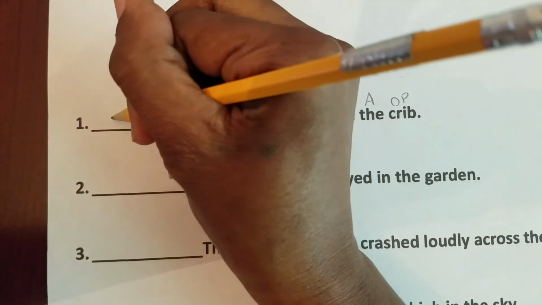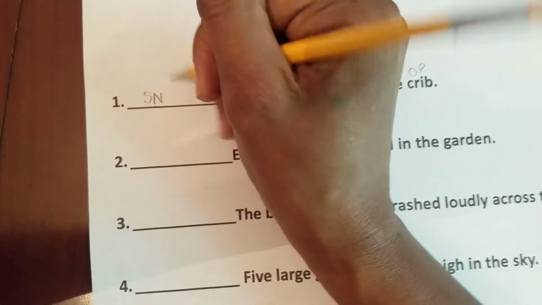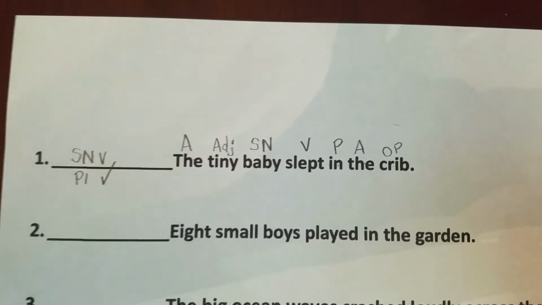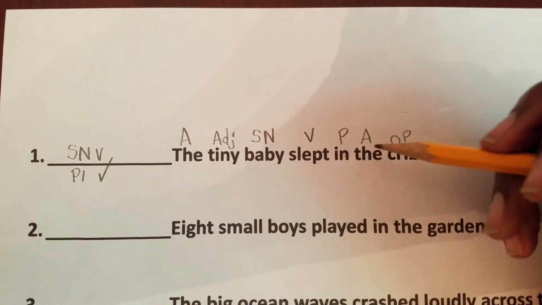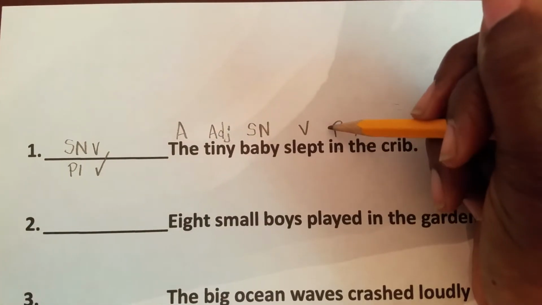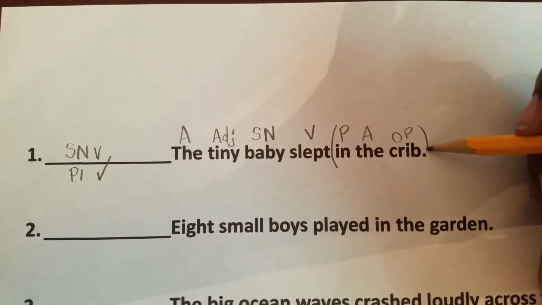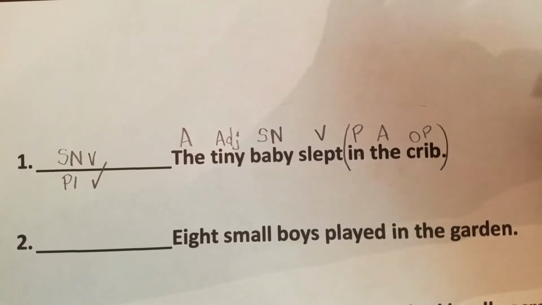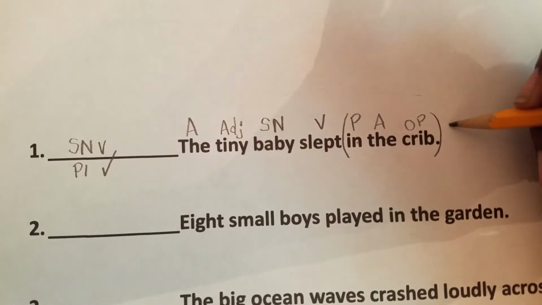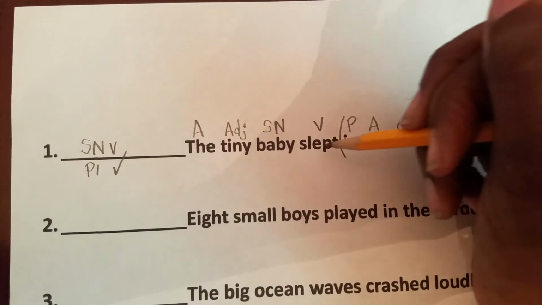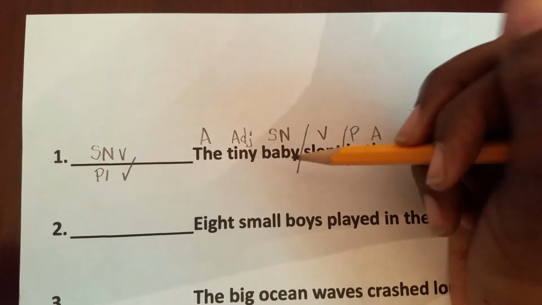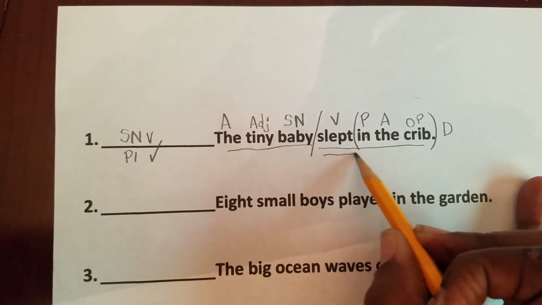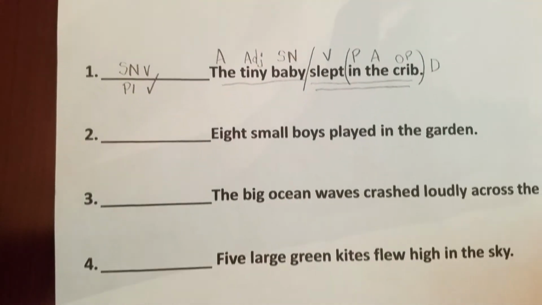Subject, what type of sentence is it? Subject, noun, verb, Pattern 1, check. What are we checking for? Prepositional phrases. We have one. Whenever we have a preposition, we put parentheses around it. In the crib, prepositional phrase. Period, statement, declarative sentence. Go back to the verb and divide the complete subject from the complete predicate. 2 lines. There we go.